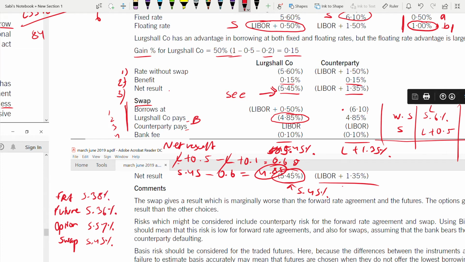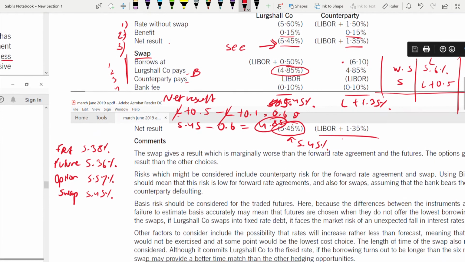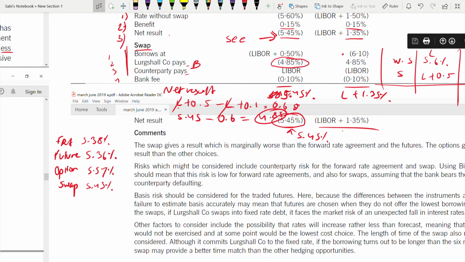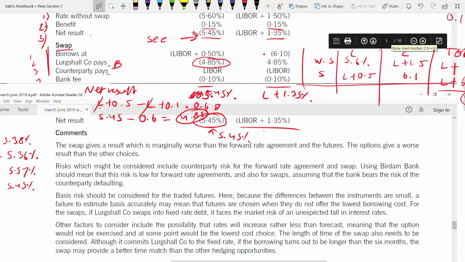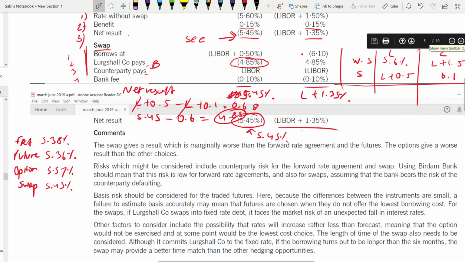Okay, so if you see the lowest now you can compare, and the highest is option and the lowest is future. And swap, if you see, it is slightly more than future and forward. So the swap gives a result which is marginally worse than the forward and the future. Now can you understand? I have the figure in front of you. I have the comments also. The option gives a worse result than the other choices.